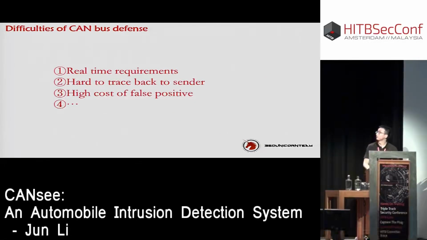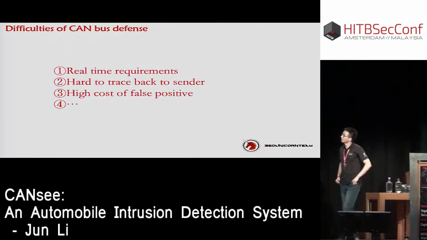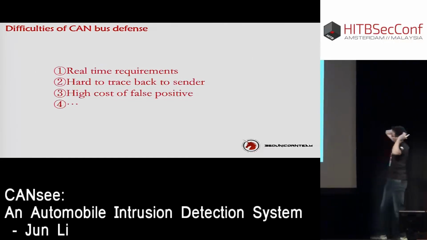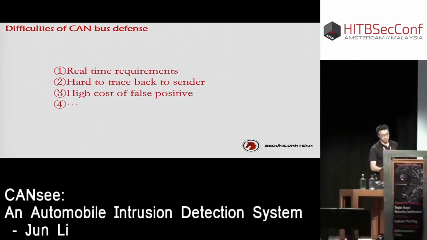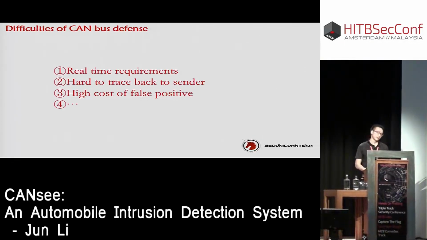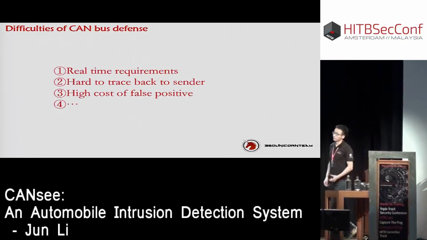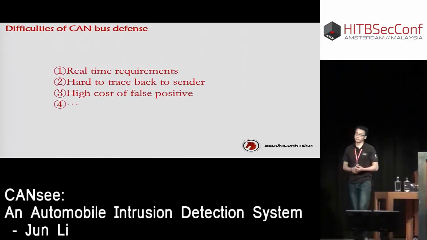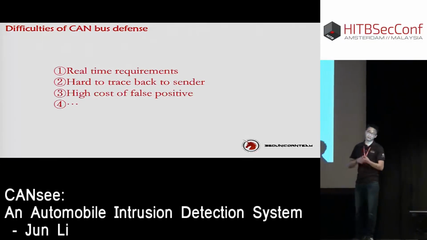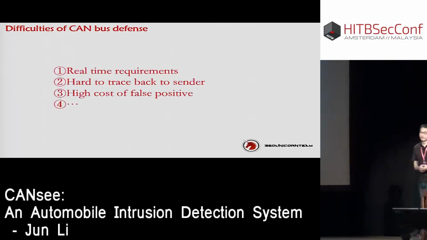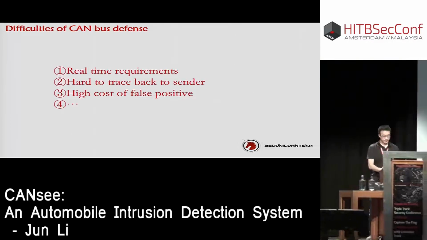Now, the difficulty of CAN bus defense. First, real-time requirement. The data is real-time data. For example, the speed is real-time data. If you do some processing on it and introduce extra delay, it may interfere with the normal operation of the system. Second, it is hard to trace back to the sender because there is no originating address. Third, a high cost of false positives, because all these ECUs are controlling safety critical functions. For example, if you detect a false positive and cut off the communication of the ECU, you might cause a more severe problem than not doing so.